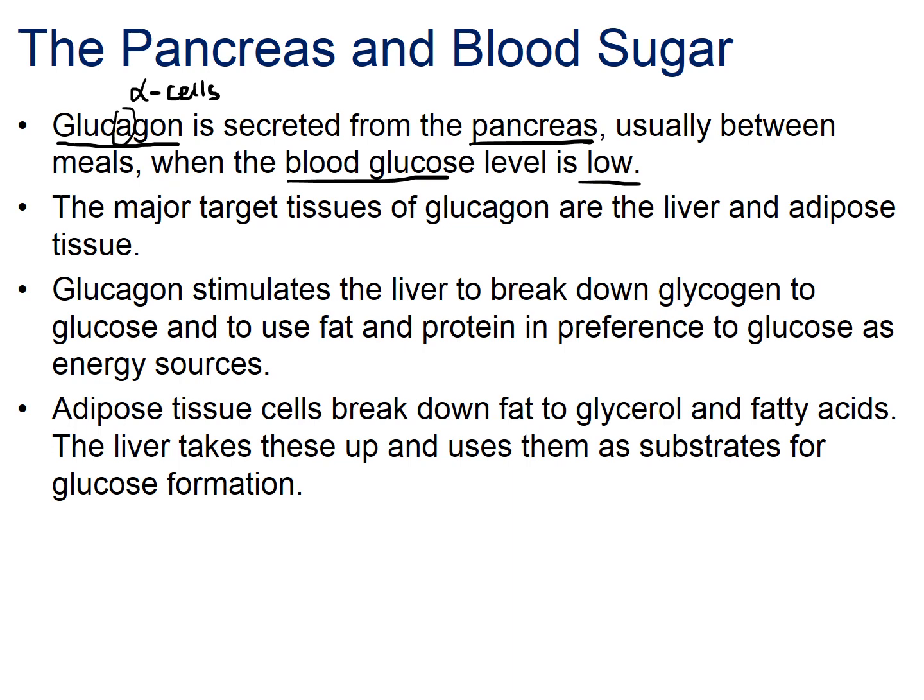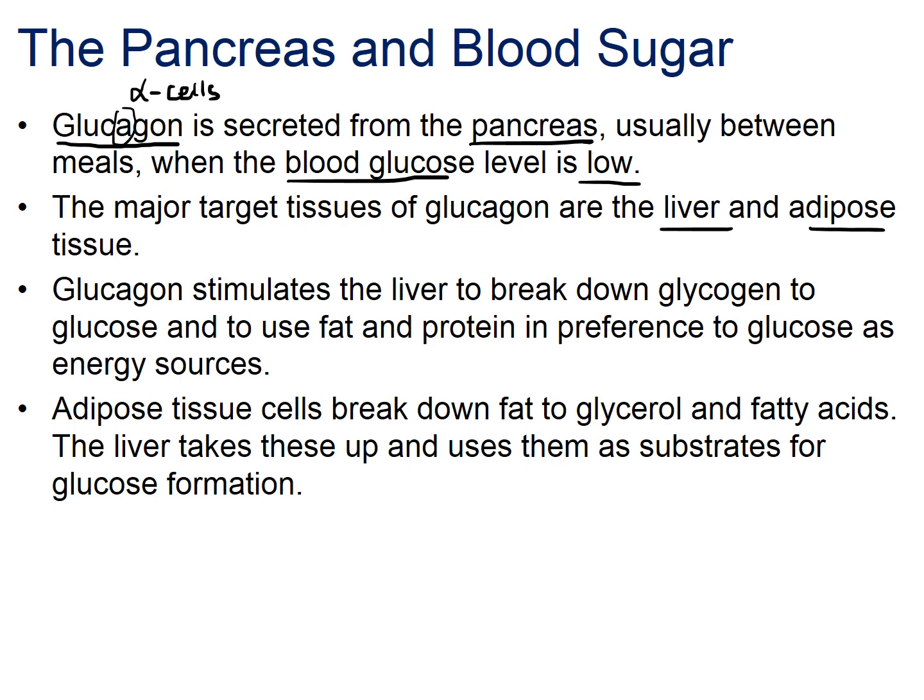So in between meals, or if you skip a meal, then the glucagon level will be high. And the purpose of glucagon is to increase the sugar level in your blood. So it targets the liver and it targets adipose tissue, and it basically reverses what insulin did.